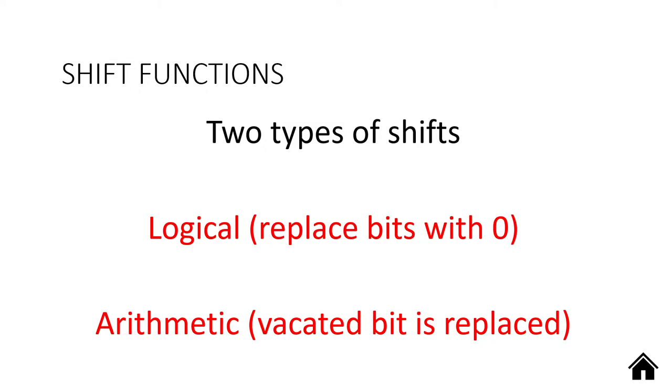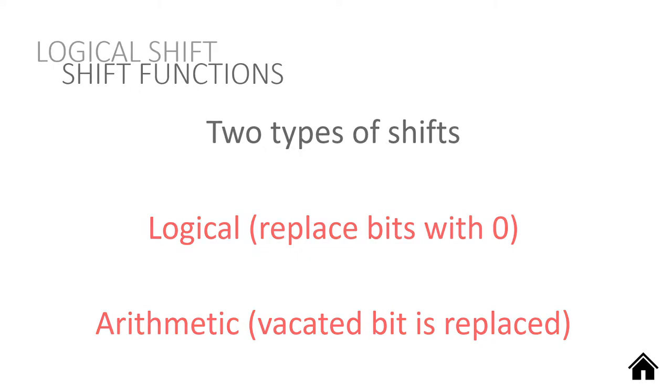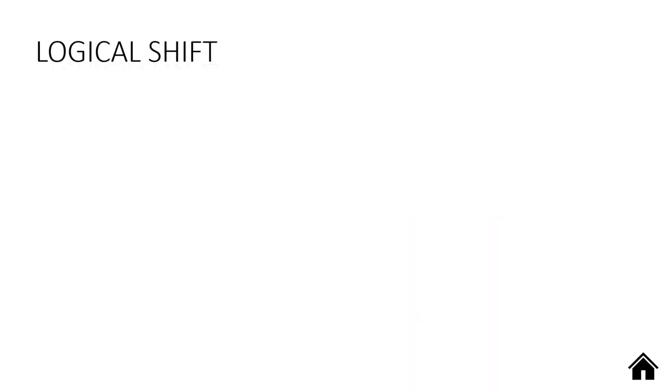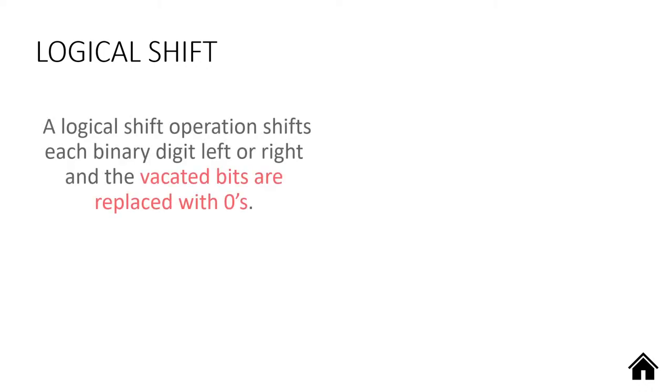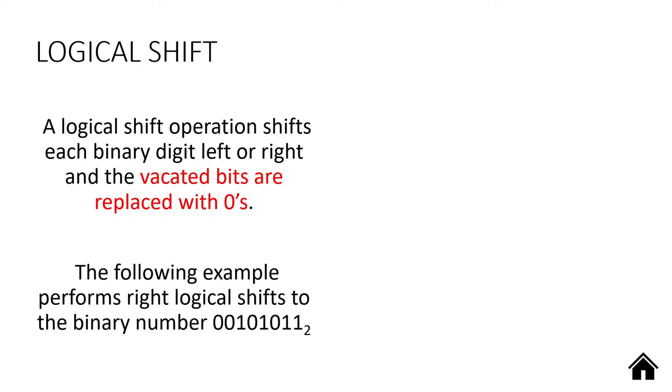So let's have a look then at an example. This is logical shift, let's start with that. A logical shift operation shifts each binary digit left or right, and the vacated bits are replaced with zeros. So you can shift all the digits left, or you can shift them all to the right. The following example performs a right logical shift. Now, if you don't know which way right is, then it's this way. And it's performing it on this binary number here. So let's put it in a table.